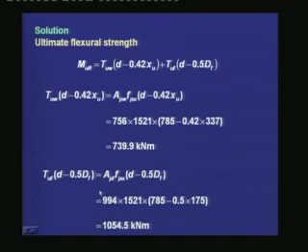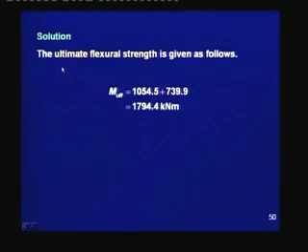The second component of the moment is given as APF times Fpu times d minus 0.5 dF, and once we substitute the values, we find the second component to be 1054.5 kilonewton meters. Thus, adding these two up, we find the total ultimate moment of resistance, which is equal to 1794 kilonewton meters.